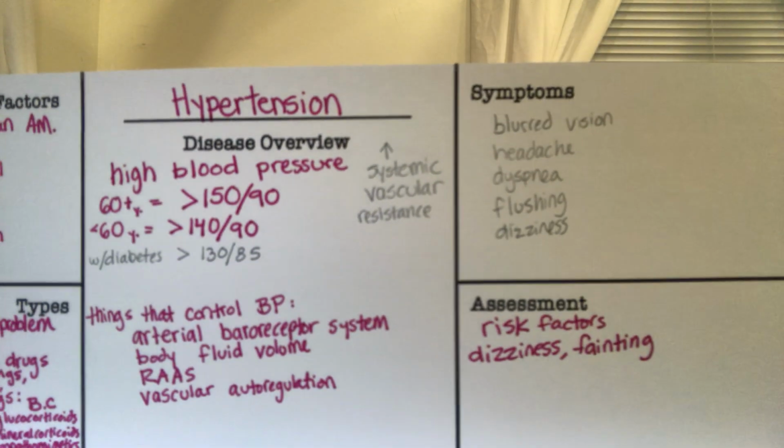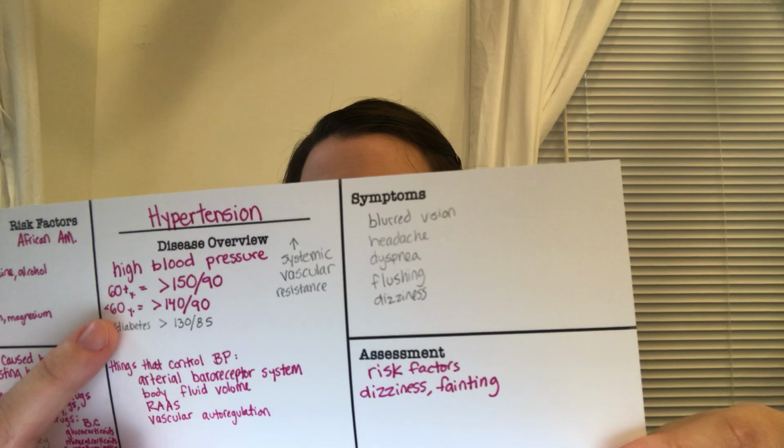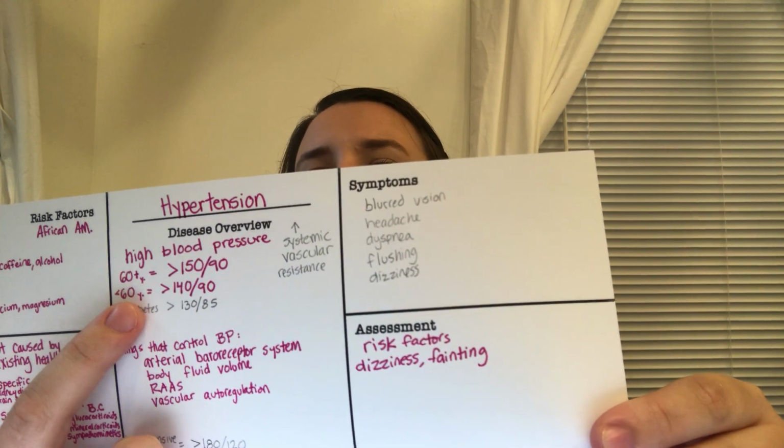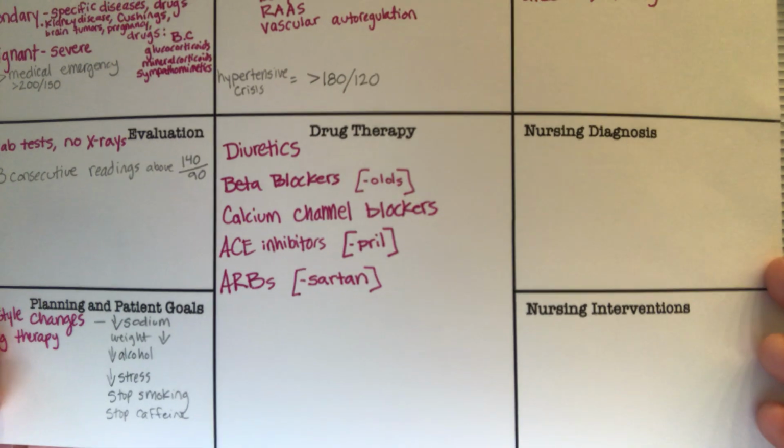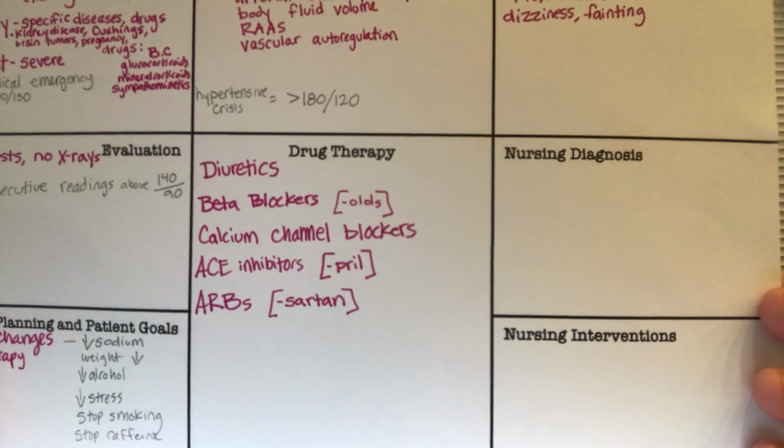But I mean, there's a lot of things that go along with hypertension, but remember, those are the numbers for if they're over 60 years old, under 60, and then if they have diabetes. I hope this isn't blurry for you. And those are the different types of drugs that a patient could take to help control their blood pressure.